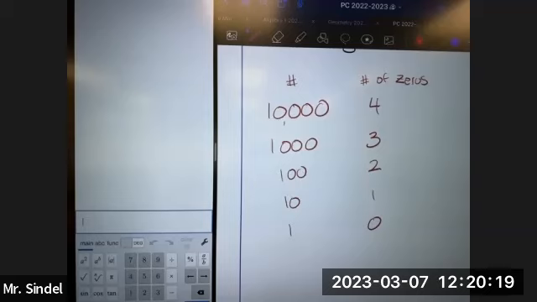On your calculators right now, type in log of 10,000. 4. What do you think log of 1,000 is going to be? 3. What do you think log of 100 is going to be? 2. Logarithms just count how big things are. How many zeros do you need?